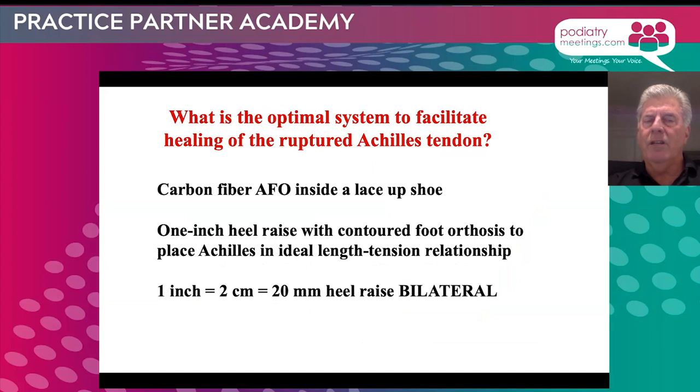From the research, at least from Rebecca Kearney, the best system seems to be a carbon fiber AFO brace inside of a lace-up shoe with only a 1-inch heel raise necessary to prevent excessive dorsiflexion. A 1-inch heel raise is about 20 millimeters, and that can be pretty well tolerated on top of a carbon fiber brace inside of an AFO shoe.